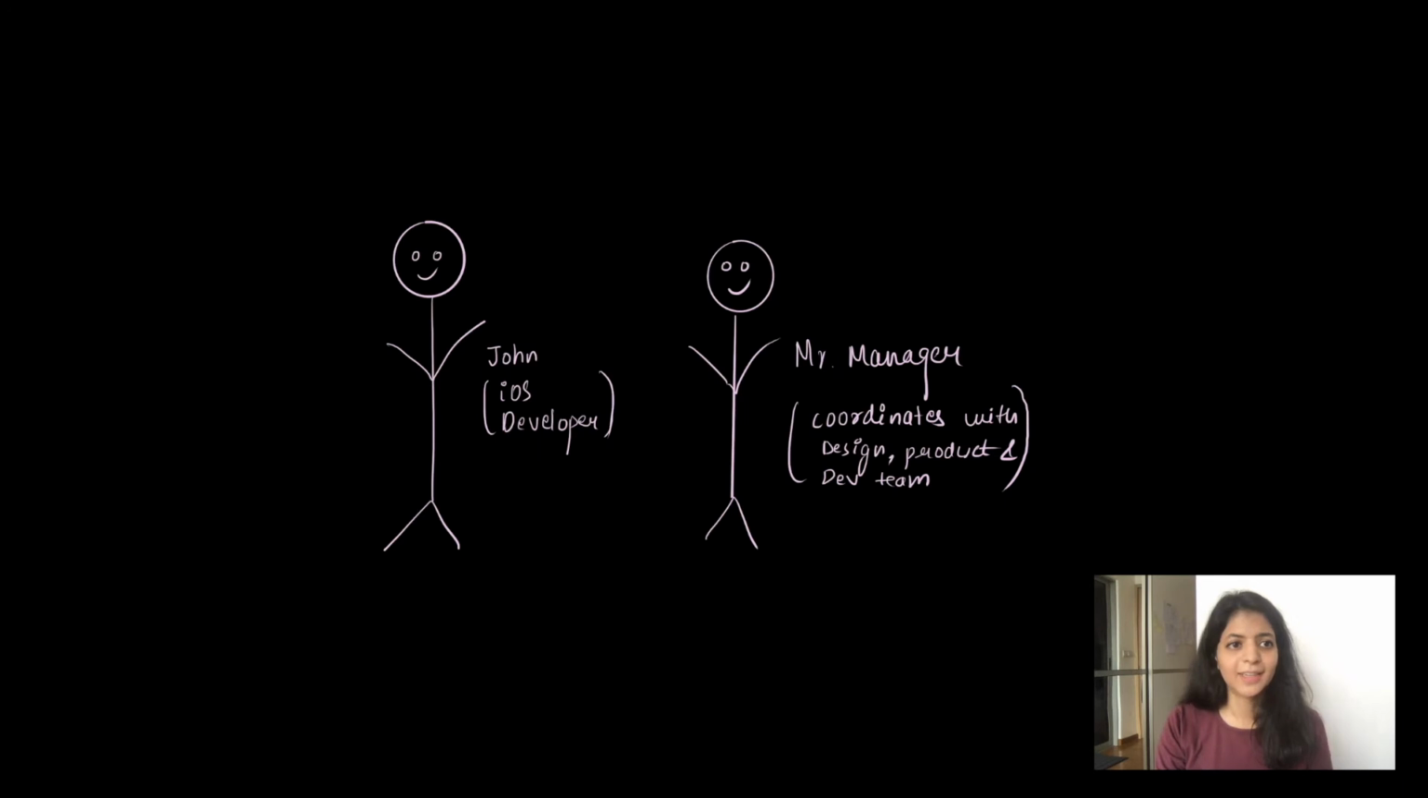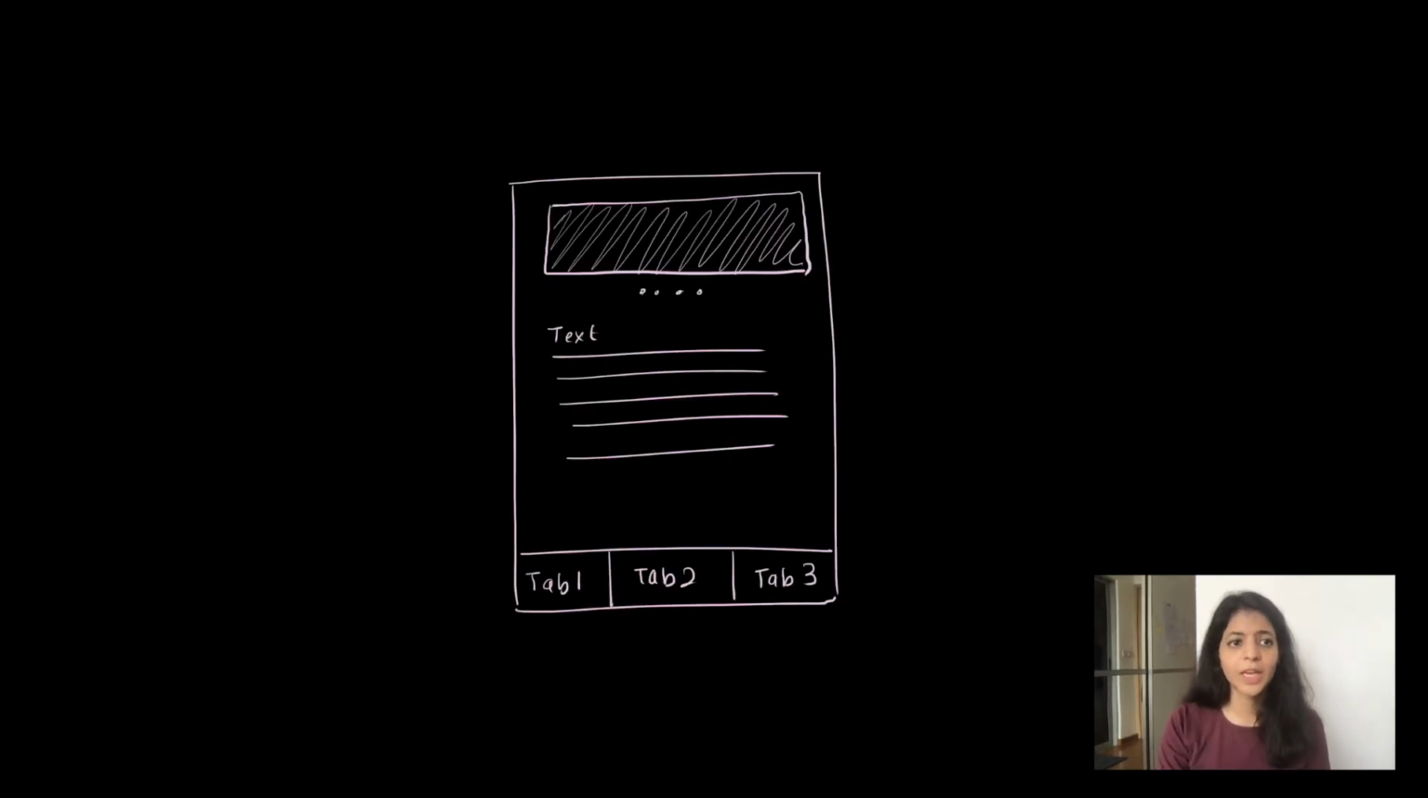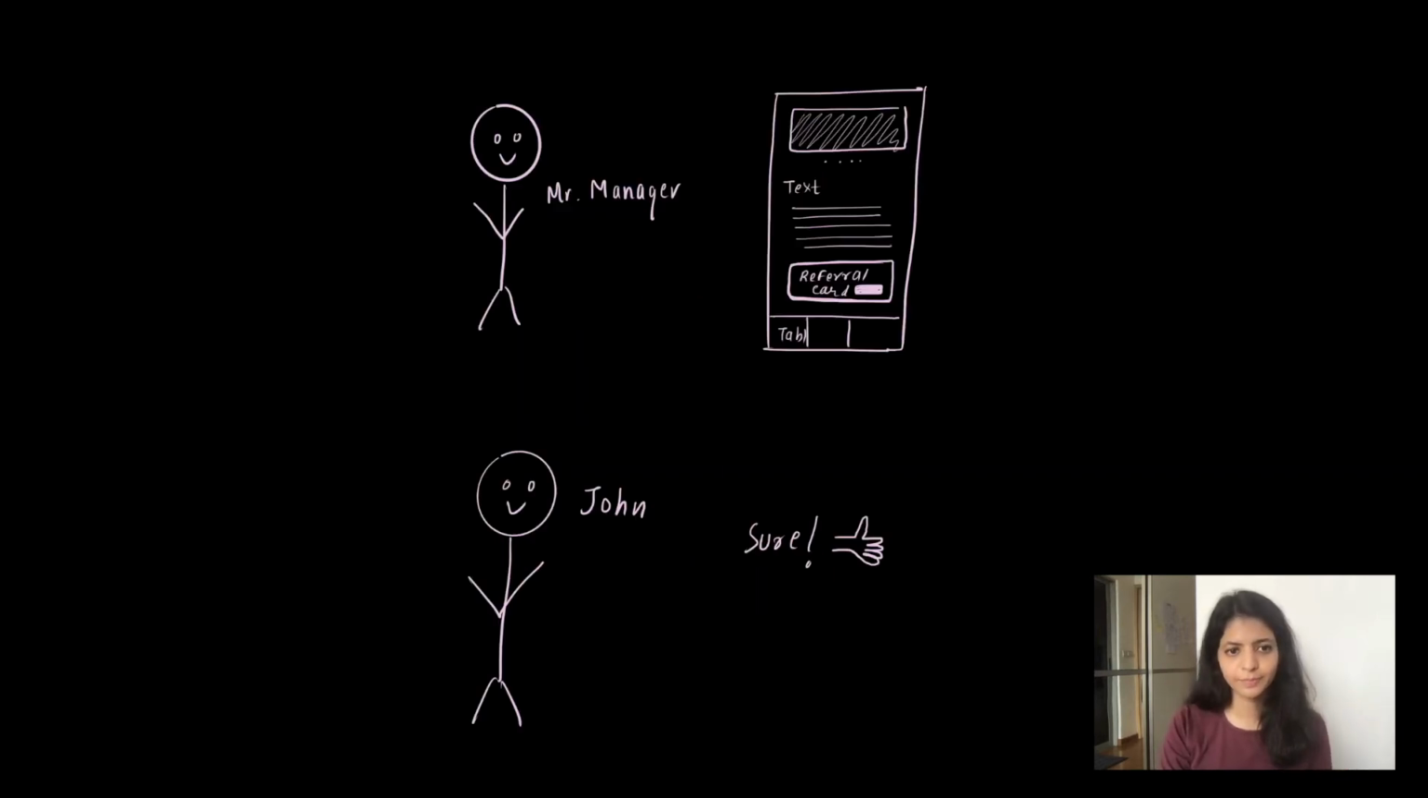Next, let's look at what backend driven UI is. Take an example of John, who is an iOS developer, and Mr. Manager, who coordinates between the designers, product, and developer teams. So this is the current application. It has 3 tabs, and the first tab consists of an image banner followed by a dynamic height text view.